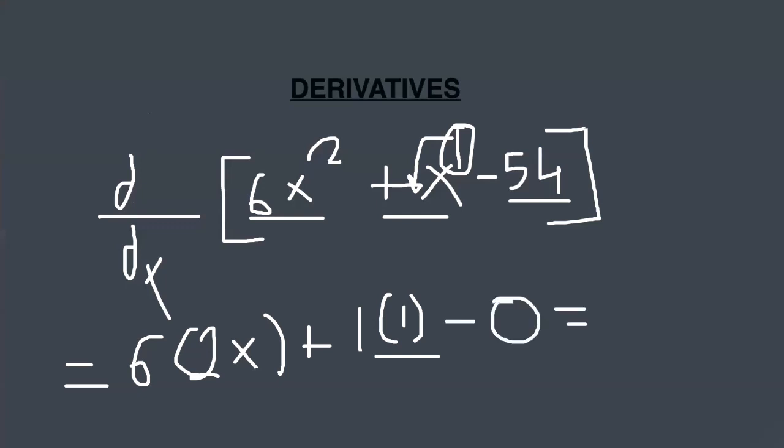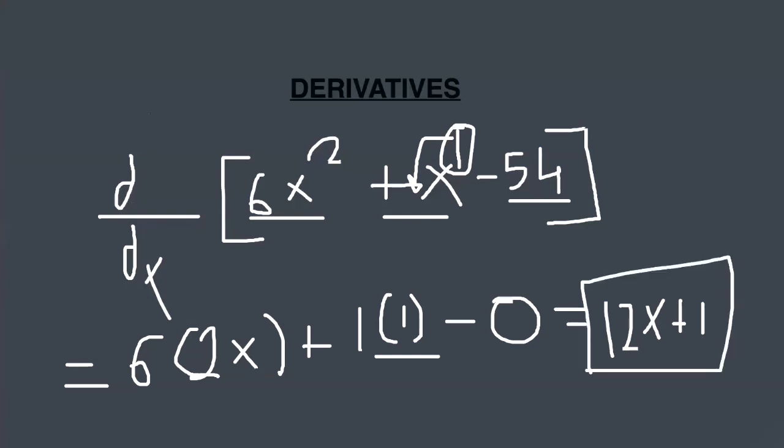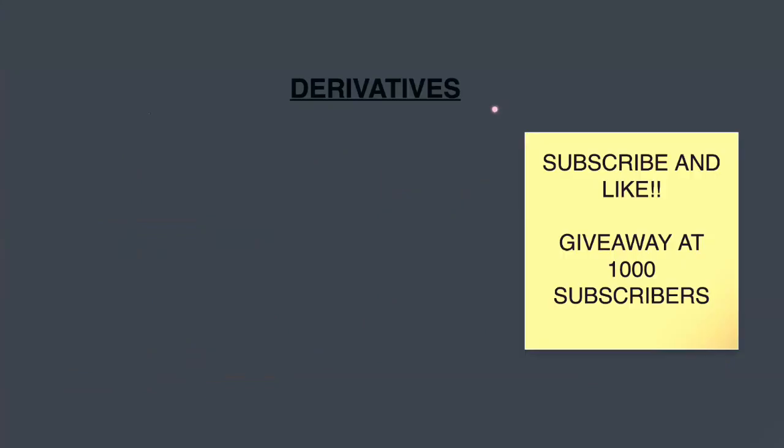We want to simplify this question. So we have 6 times 2x, that's going to be 12x. What's 1 times 1? This will be 1, plus 1, and minus 0. This is going to be 0. So the derivative of this is going to be 12x plus 1. And that is the derivative done.